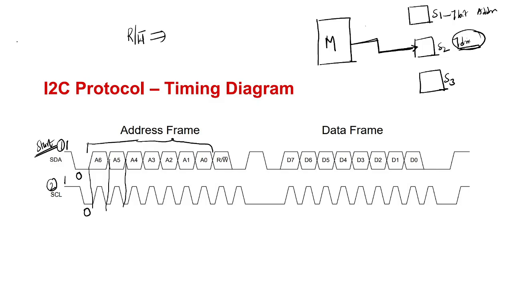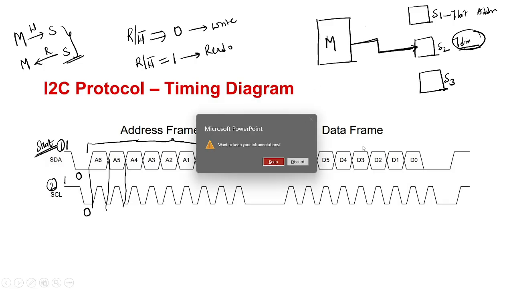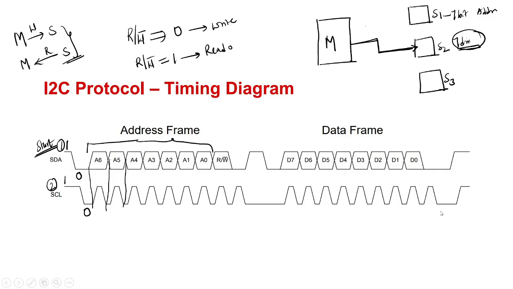I told you, master can write the data to the slave, from master to slave, or master can read the data from the slave. So when the read by write bar signal equals 0, it can do the write operation. When read by write bar equals 1, it can do the read operation. Did you understand? It can do write operation or read operation.